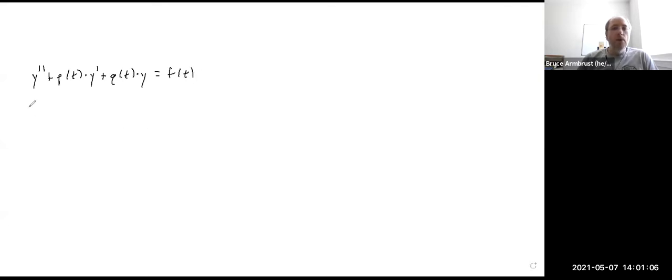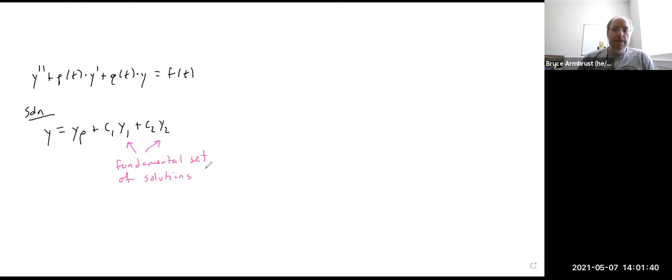All right, so what we know is that the solution is going to be able to be written as yp plus c1y1 plus c2y2. And all these y's come from specific places. So y1 and y2, right? These are a fundamental set of solutions to the homogeneous.